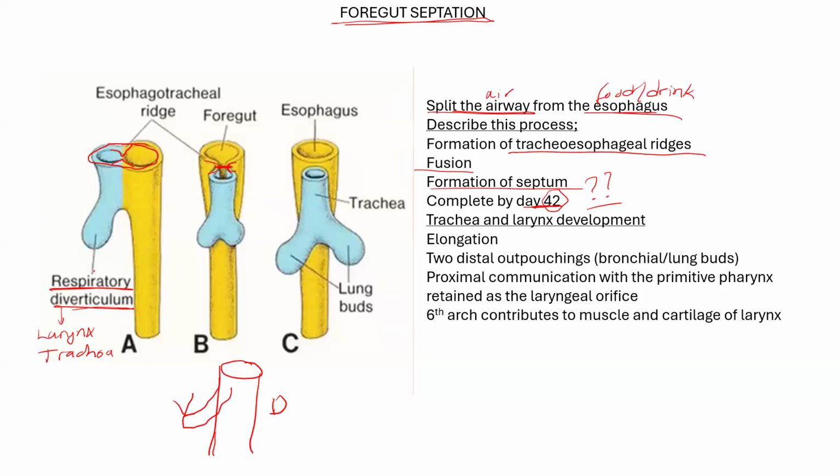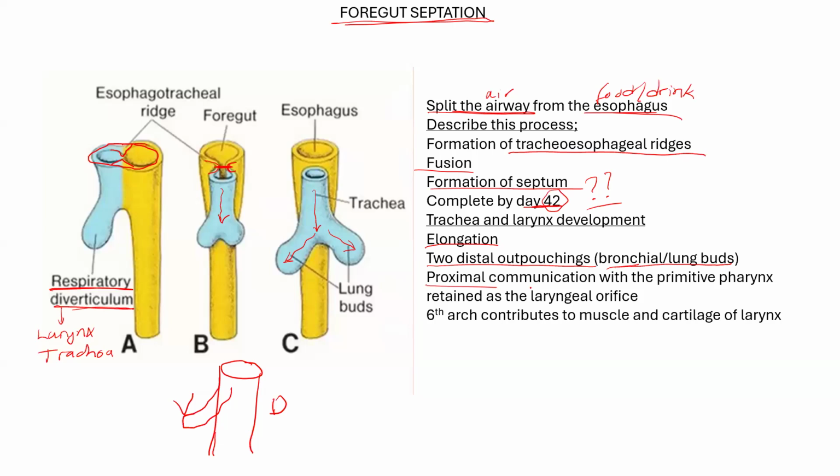Once the respiratory diverticulum has formed, it elongates distally. You can see it is growing downwards. At the distal tip, initially it was just a single outpouching, but then the distal tip divides into two, what are known as the bronchial or lung buds. Some texts tell you there is a difference, but some use the terms interchangeably. So bronchial or lung buds.